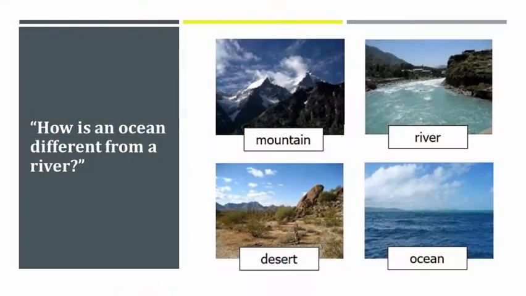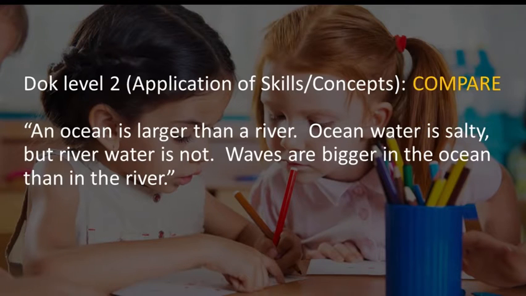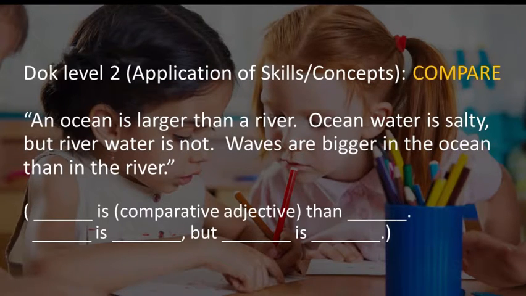Here's an example of DOK level 2 question as well. How is an ocean different from a river? Your student's language outcome would be, an ocean is larger than a river. Ocean water is salty, but the river water is not salty. Waves are bigger in the ocean than in the river. Your students would be comparing what they already learned about ocean and river in many aspects.